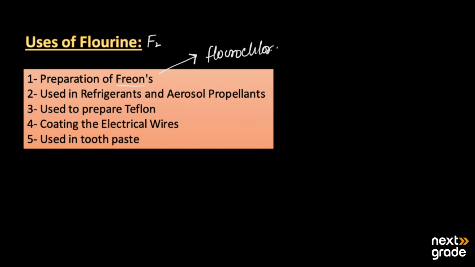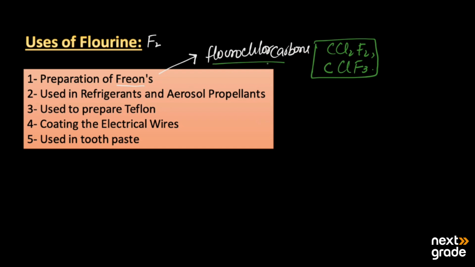They are basically called fluorochlorocarbons, and their formulas are CCl2F2 as well as CClF3. These are called freons. They are low molecular weight fluorochlorocarbons and they are used as refrigerants and aerosol propellants. This is the use of the fluorine compound.